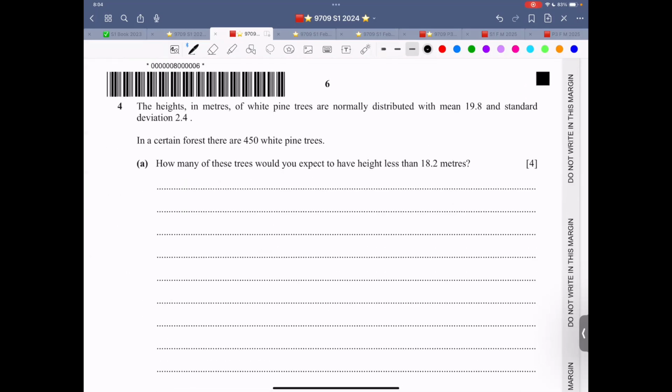Question number 4. Let's focus on this one. For question number 4, read the question first. It says the heights in meter of white pine trees are normally distributed, with this mean and standard deviation 2.4. In a certain forest, there are 450 white pine trees. How many of these trees would you expect to have heights lesser than 18.2?